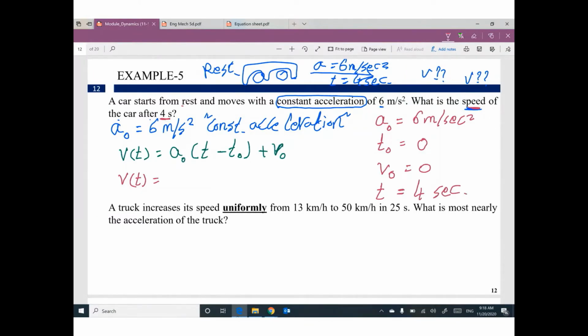So go ahead. Acceleration equals 6. The final time equals 4. The initial time is 0 at the beginning. The initial velocity is 0. Why? Because the problem said the car starts from rest. So the final velocity will be 24 meters per second.